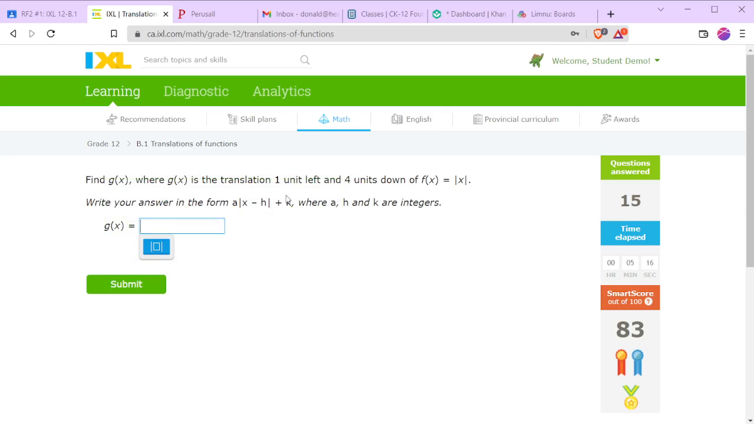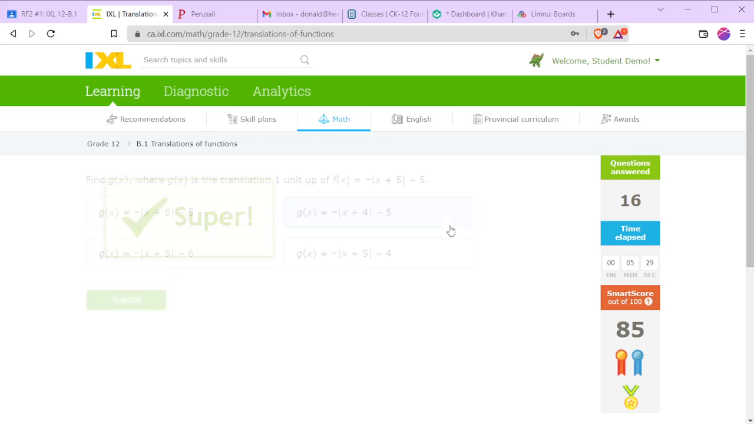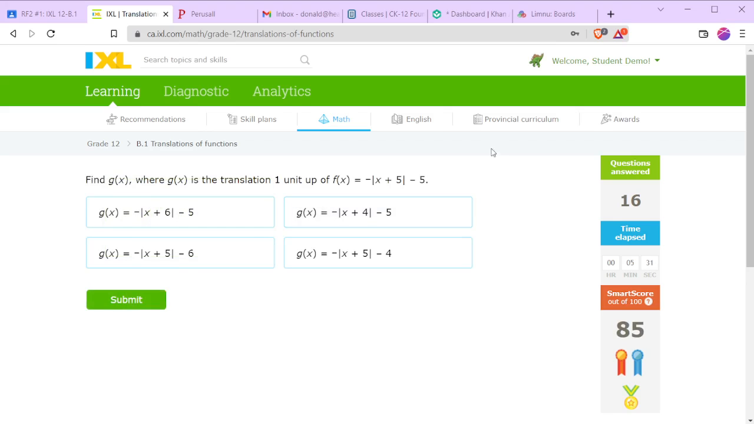Now we want to go 1 unit left and 4 units down. So that's 1 left and 4 down. Again, we cannot combine constants that are both in and out of the absolute value. So now they're getting a little more complicated.